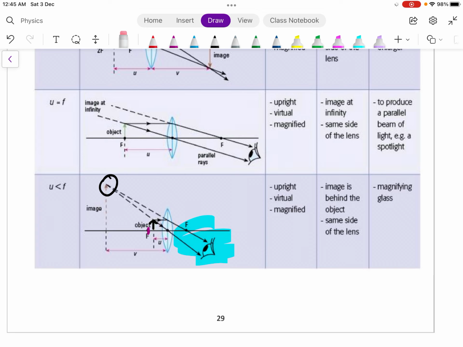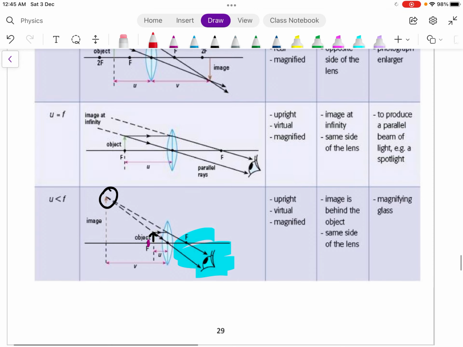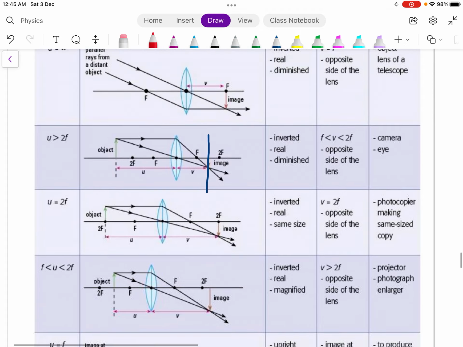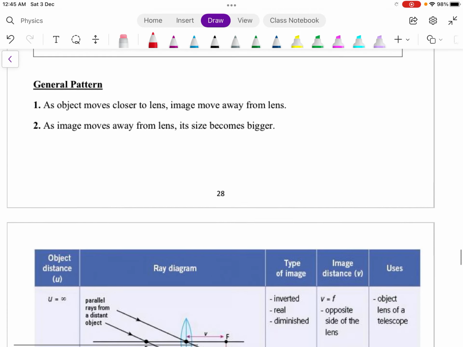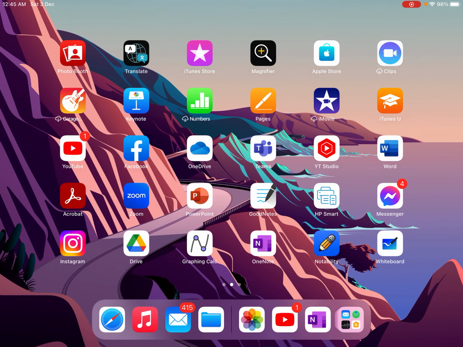So this is actually a virtual image. So what is a virtual image? A virtual image means that it's something that cannot be captured on the screen. So if I put a screen on the image, there shouldn't be any image formed or captured on the screen. So that's the meaning of your virtual image. Okay, so I hope this clears things up. The next thing is, I just want to show you this simulation.